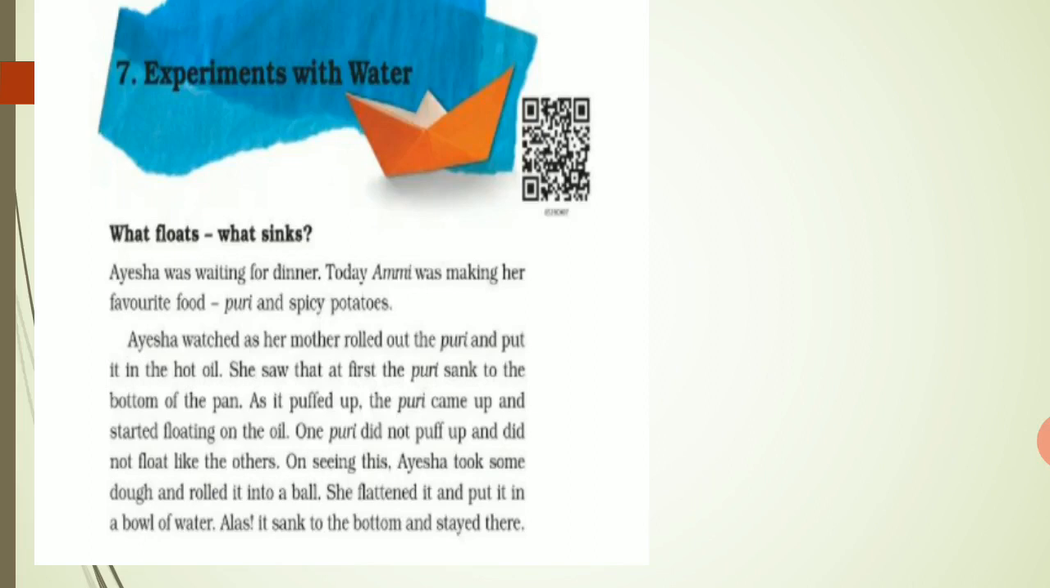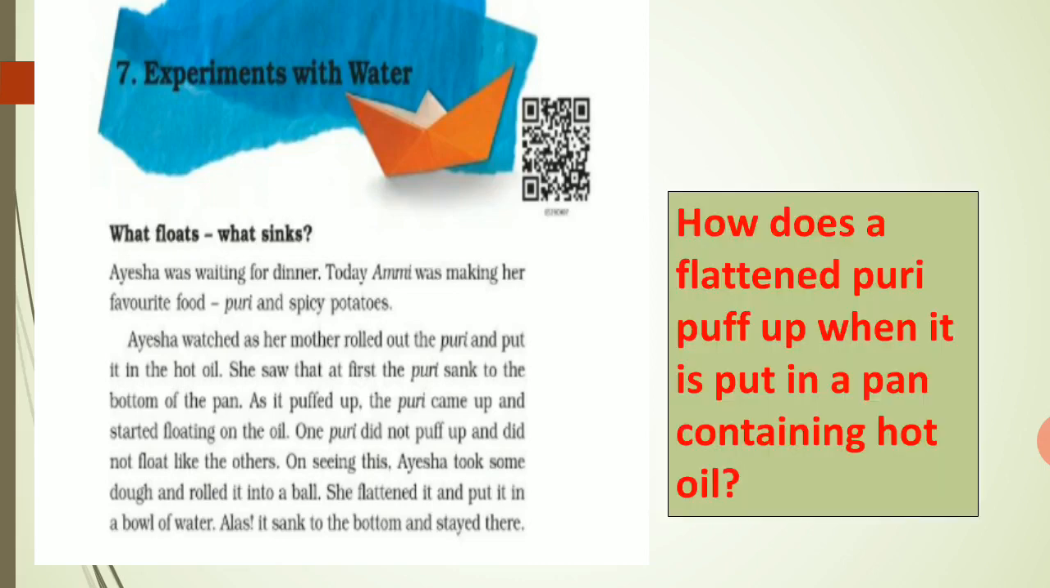On seeing this, Aisha took some dough and rolled it into a ball. She flattened it and put it in a bowl of water. Alas, it sank to the bottom and stayed there. Now the question arises, how does a flattened puri puff up when it is put in a pan containing hot oil? Very simple reason, just think of the answer.